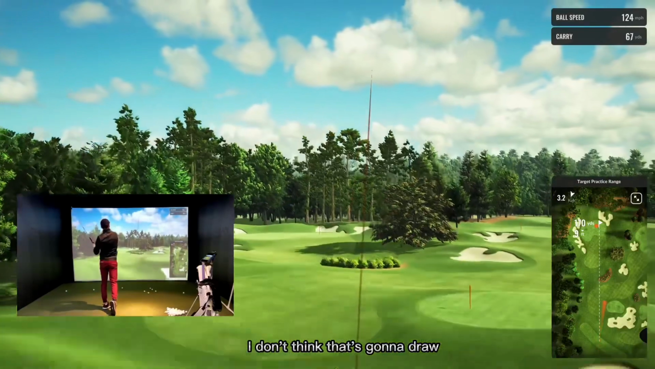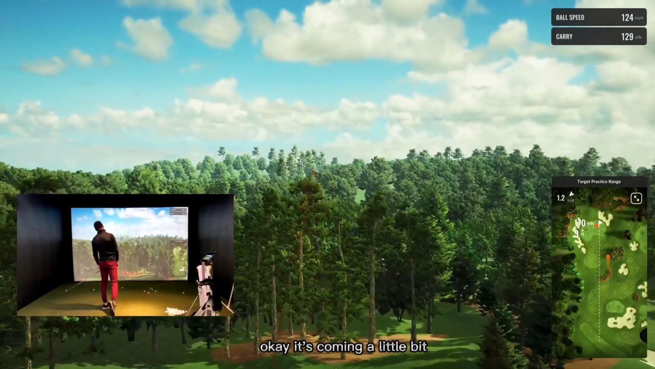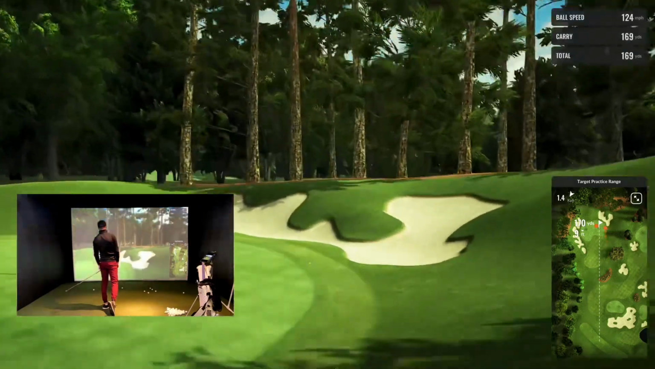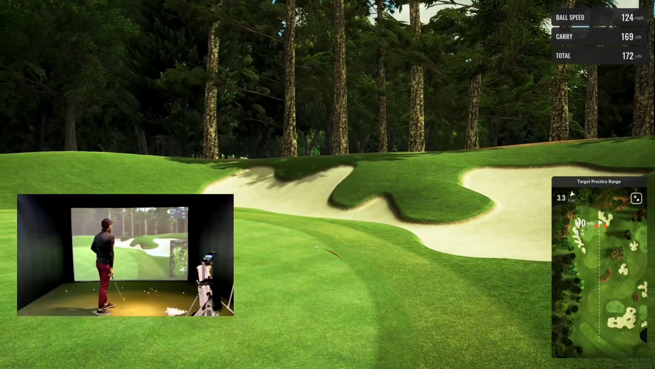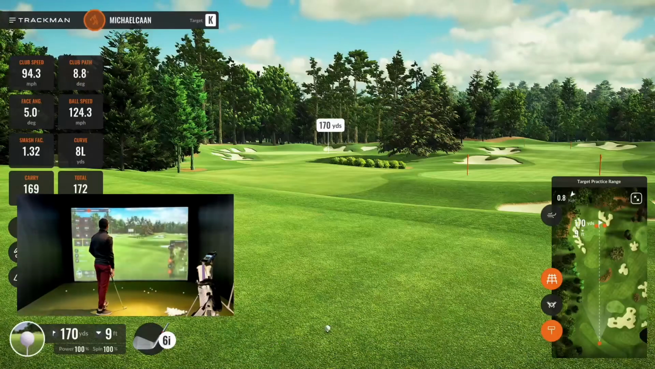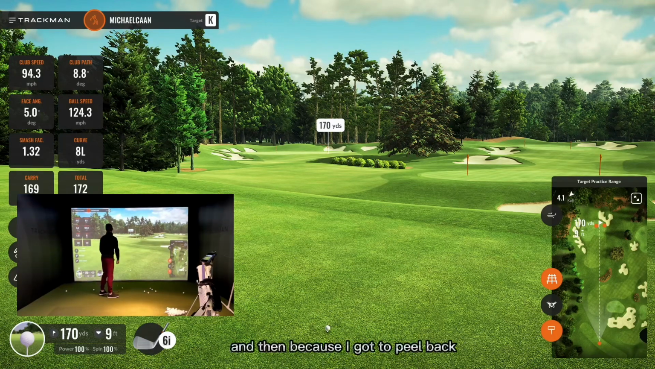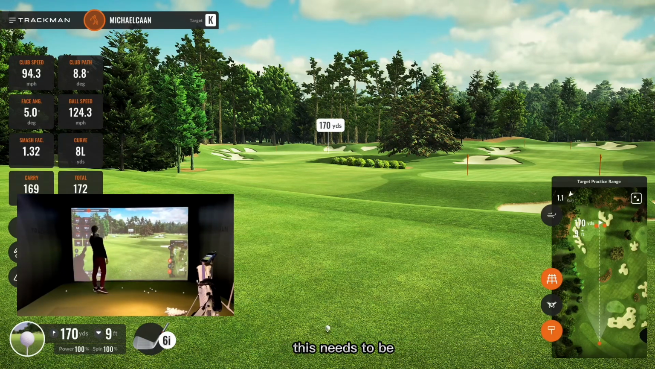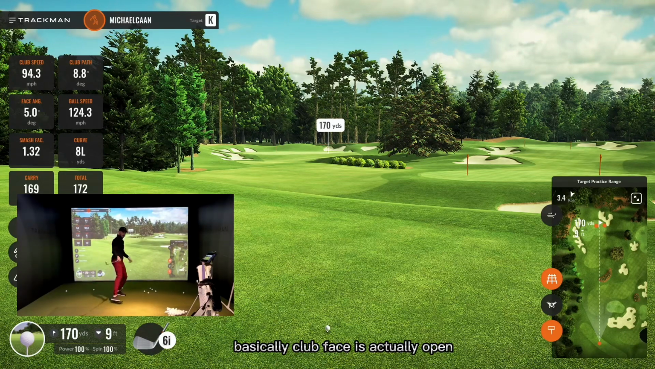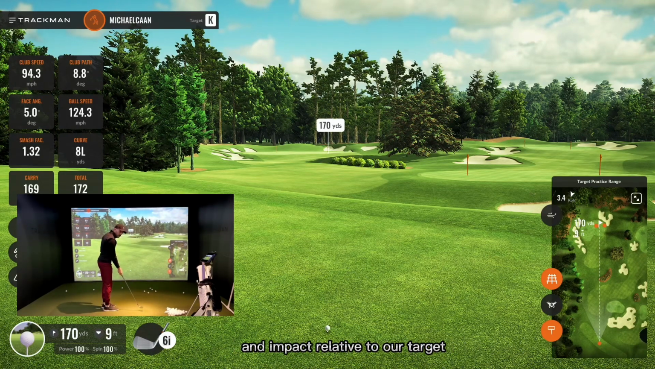I don't think that's gonna draw. Maybe a little bit. Okay, it's coming a little bit. It's not that much. Okay, that's actually not that bad. It kind of started off a little more right, so I should see it more. Okay, perfect. Look at this. Okay, so granted, I'm trying to exaggerate that, but look at that. Look at that face angle, 5 degrees to the right. That's why it started so far that way, and then because I got it to peel back, this needed to be more. Basically, club face is actually open at impact relative to our target, because it started right, because the face determines basically where the ball starts, and the path was going even more to the right.